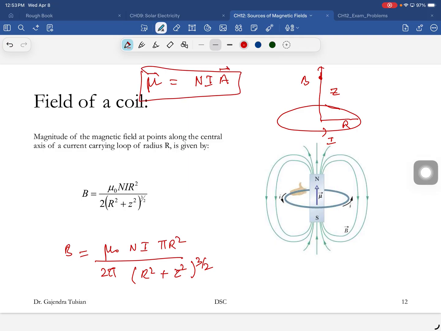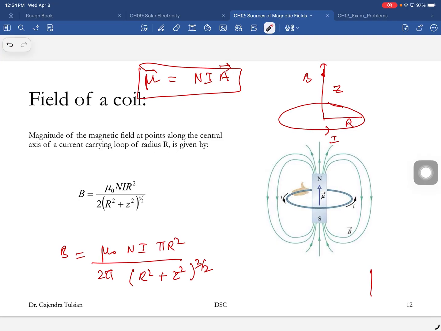And we'll associate a vector with the magnet. The magnetic moment of a magnet points from the south pole to the north pole. So for an electromagnet, you stick your fingers in the direction of the current and your thumb points in the direction of the magnet, okay? So that's the magnetic moment, or the strength of the magnet.